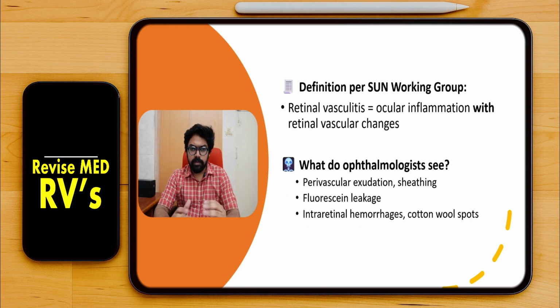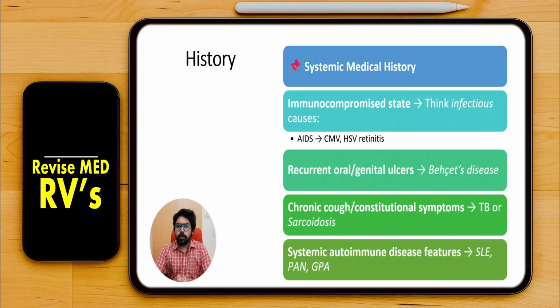So we will come up with a systematic approach to this. In an approach towards any disease, history is the key. So we have to take a systematic medical history. First, our job is to assess whether the patient is immunocompromised or not. If they are immunocompromised, think about infection first, especially CMV and HSV. They can be seen especially in AIDS, and those who are taking immunosuppressive drugs are more prone to this.